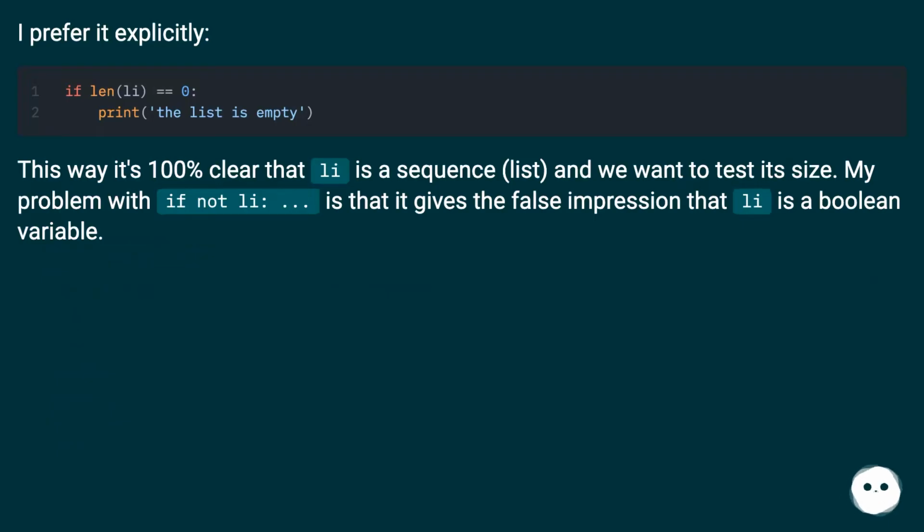I prefer it explicitly. This way it's 100% clear that li is a sequence, a list, and we want to test its size. My problem with "if not li:" is that it gives the false impression that li is a Boolean variable.